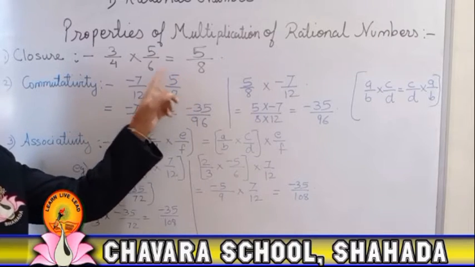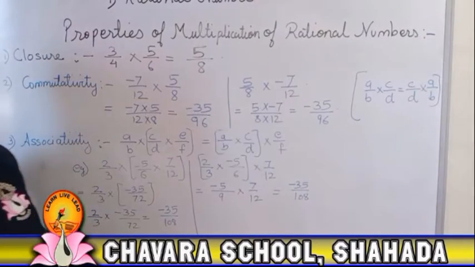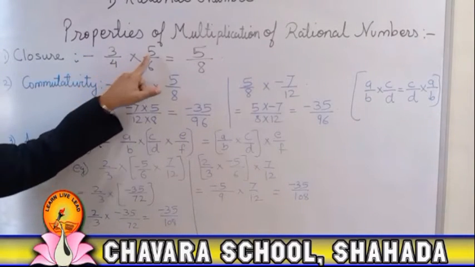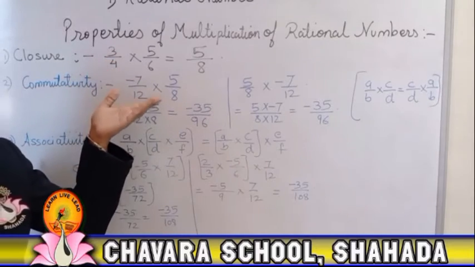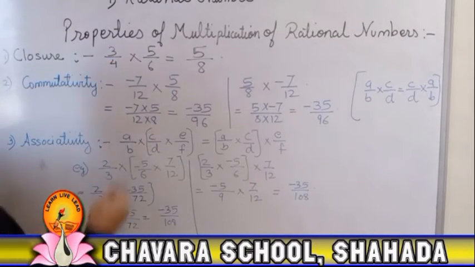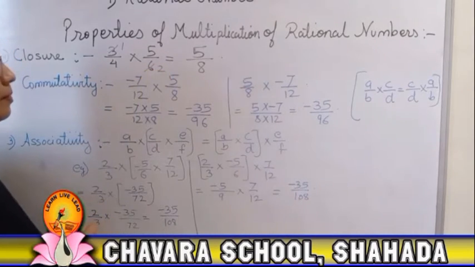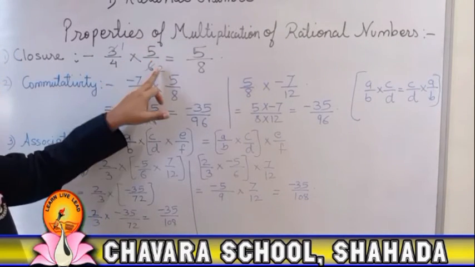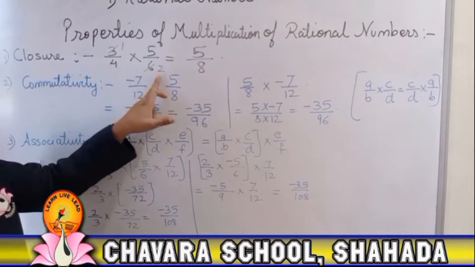For that, let us solve an example. Let us consider 3 upon 4 multiplied by 5 upon 6. If it is possible to simplify, you can simplify the numbers. For that purpose, 3 ones are 3, 3 twos are 6. What is remaining now? 5 upon 2. So 1 multiplied by 5 is 5, 4 twos are 8.